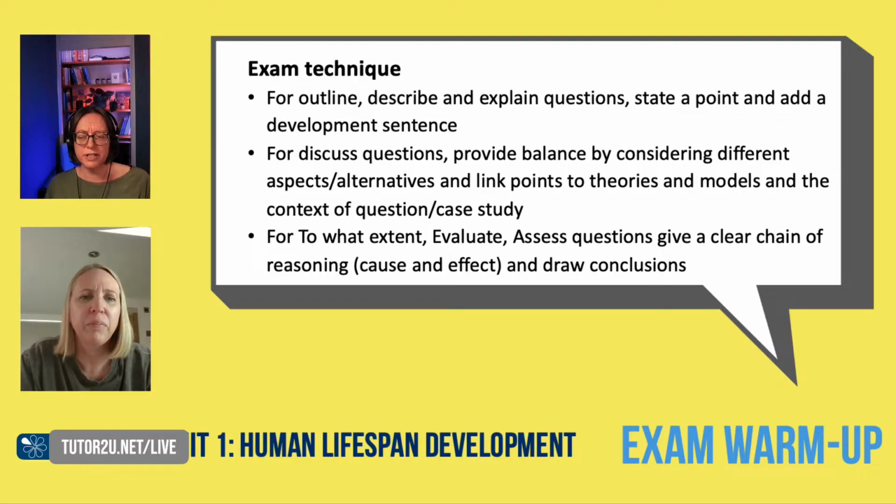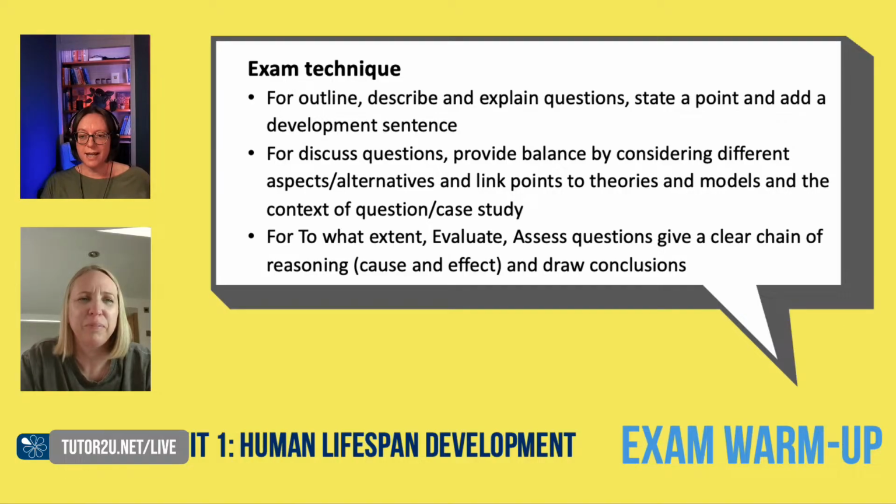For your discuss questions, try and give as much balance as you can. So consider different aspects or alternatives around that topic. Link your points to theories and models if you can in those 6 markers, but definitely link to the context of the question and any case study information that you're given. And then for your to what extent, evaluate and assess questions, show a really nice clear chain of reasoning, which is about cause and effect, and make sure you're drawing conclusions. You can either do that at the end with a closing statement, or you can do it as you go, but remember to answer the question.